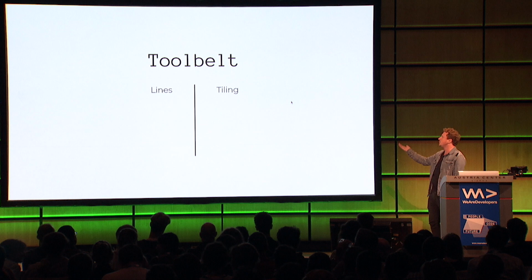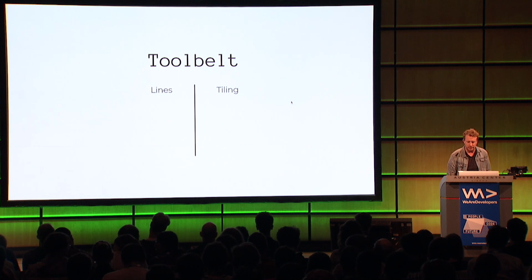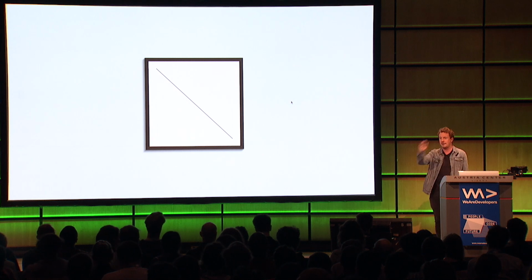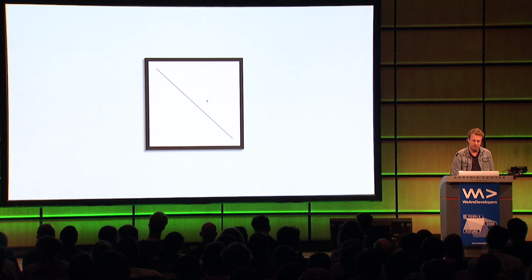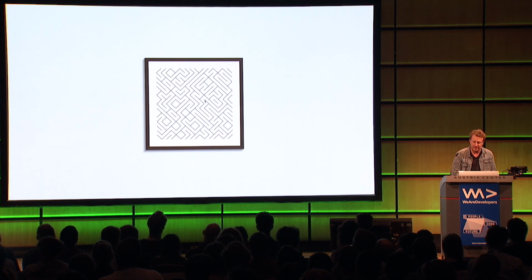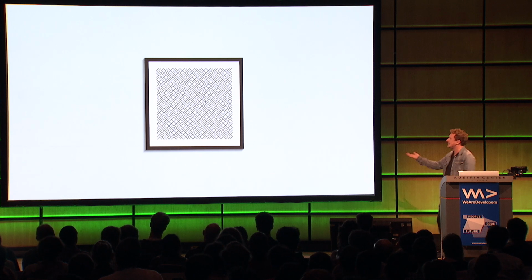But I'll introduce something new to the tool belt, tiling. So tiling is just like tiling your bathroom, really. I've got a function here that draws a line from the top left to the bottom right. But what if I draw it 4 times? Now it's a little bit more abstract. If I draw it 8 by 8, if I draw it 16 by 16, more and more complex. And this is generative art.